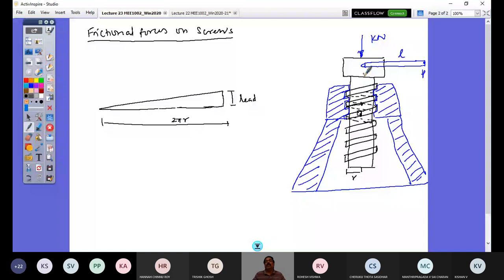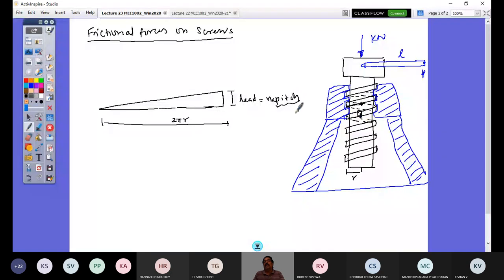And the lead will be equal to n times pitch, n into pitch. So what is pitch here? A pitch is the axial distance from one point of the thread to the corresponding point on the adjacent thread. So if I take this point, and this is the adjacent thread point, the corresponding point, this distance is what is called pitch.